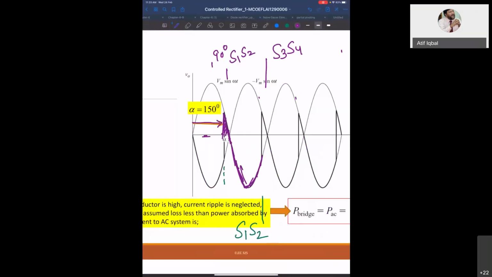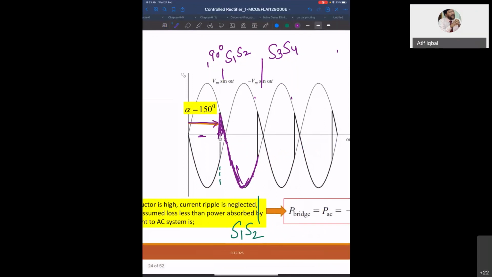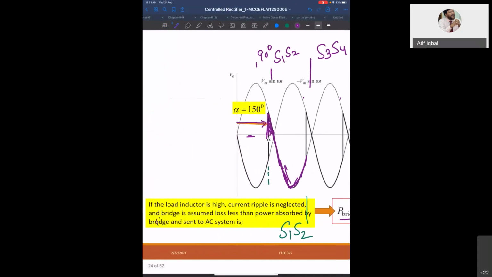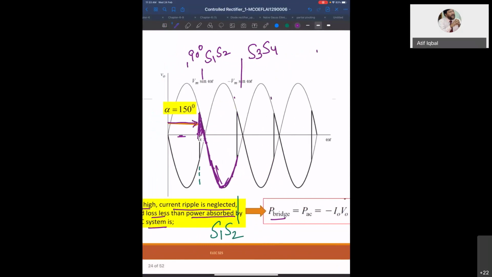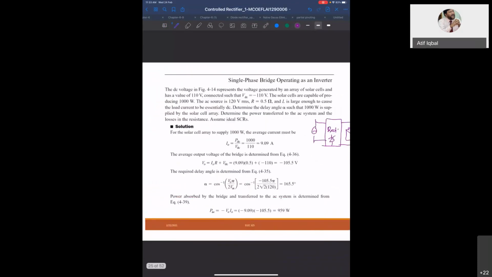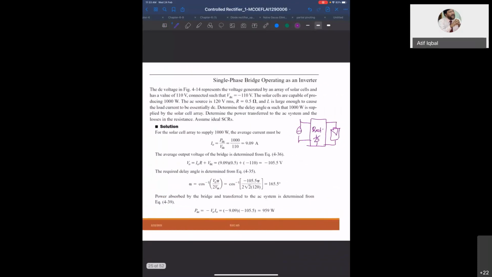Okay, so you see, you get the negative voltage on the load side, so it works as an inverter. So this is what is said: if the load inductor is high, the current ripple is neglected and the bridge is assumed lossless, then the power absorbed by the bridge and sent to the AC system is equal to minus I naught into V. So this is how it is operating as an inverter. And based on this, you have this example.